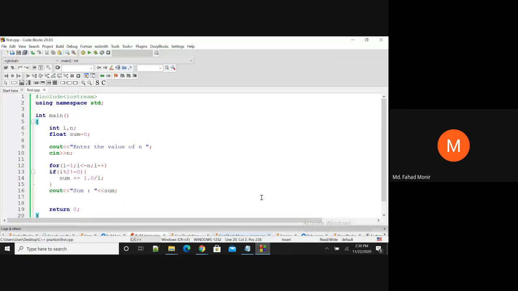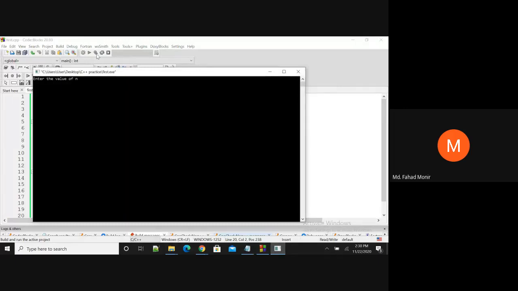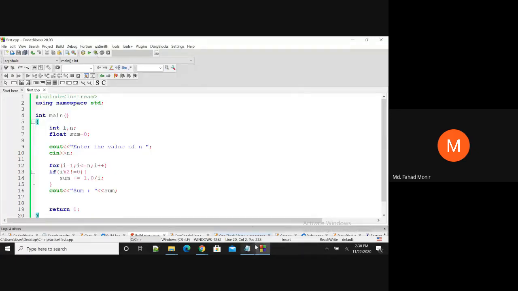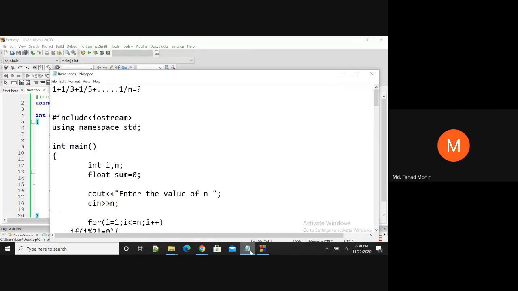So now this is a problem which, if we execute it, will give us a result. The value will be user input, and it will give us the sum of something like this, where we have 1 plus 1 over 3 plus 1 over 5 plus dot dot dot plus 1 over n. So the value of n depends on the input value, as we are taking all the odd numbers. For example, 1 plus 1 over 3, 1 over 5.